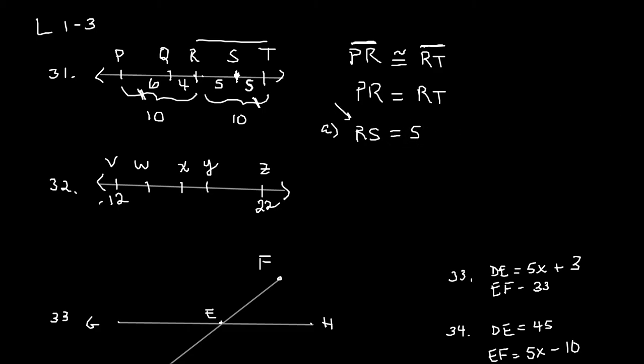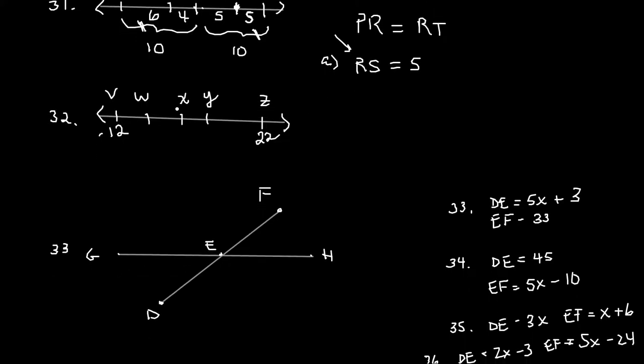Now when we move down to number 32, they're asking for coordinates of points. They're not asking us what the length of these segments are. So be sure you're looking at that. It says in the diagram, X is the midpoint of VZ.